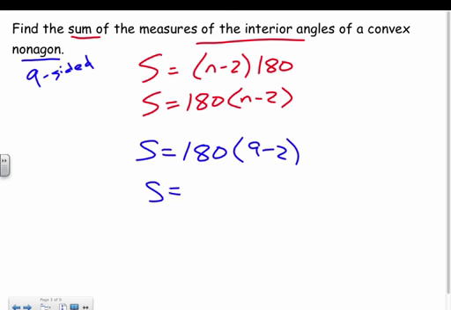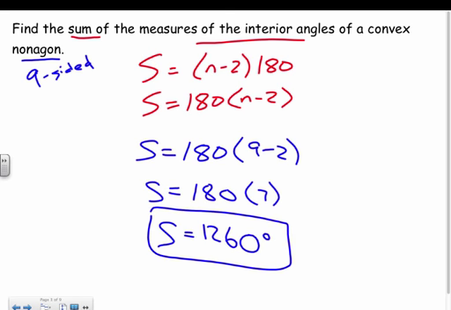So really we're taking 180 times 7, which gives us 1260 degrees. And just be careful, always go back and reread. It says find the sum of the measures. So that's my answer, 1260. Sometimes it asks for just one angle or a specific angle, but if it's for the sum, I can just apply that formula and I don't need to do anything else.